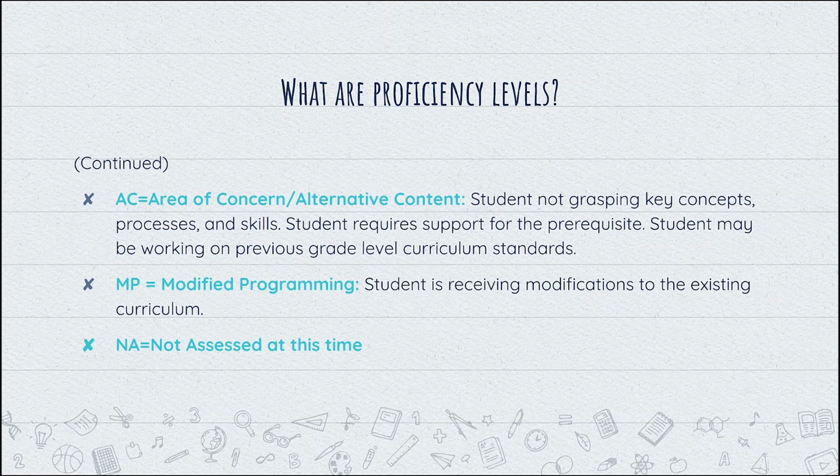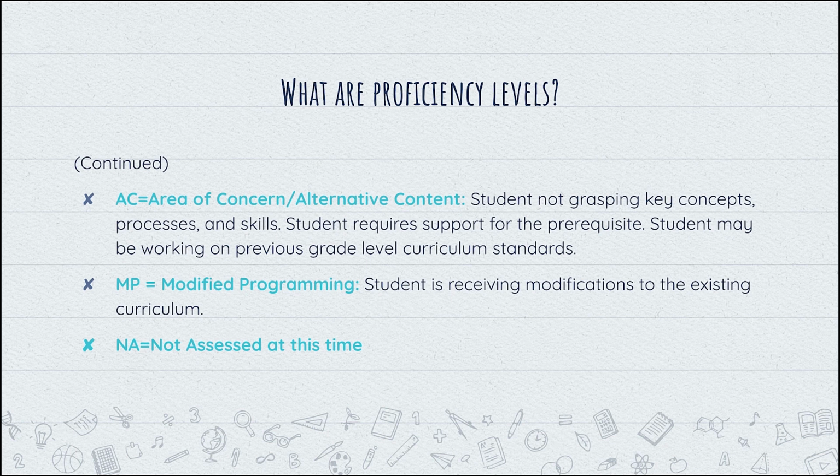We have a couple others. We have an AC. So if we have a student who is needing more support than we were expecting, we might mark them as an AC because we're a little concerned they're not grasping this without our support as much as we would like. Or we are having to use a different curriculum with them. So maybe you're in third grade and we're still working on some second grade level stuff. That's when we might mark an AC because we're using alternative content or alternative curriculum.